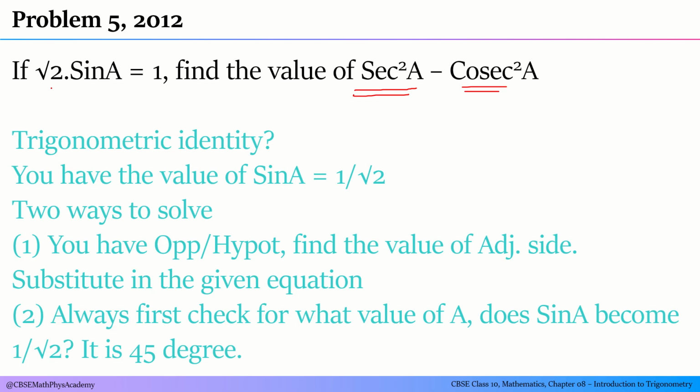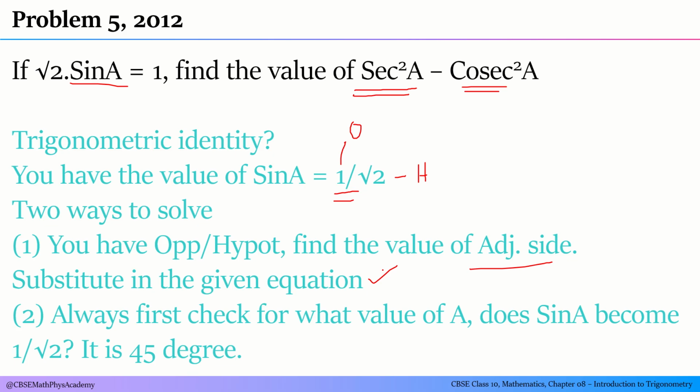However, you have the value of sine A as 1 by root 2. So you have now two ways to solve this problem. One way is, you have here the opposite side, you have here the hypotenuse, so you can find out the adjacent side. Adjacent side is again going to be 1 when you do the Pythagoras theorem. Then using the opposite side, hypotenuse, and adjacent side, we can substitute the values of sec and cosec and solve the equation. That is one way.